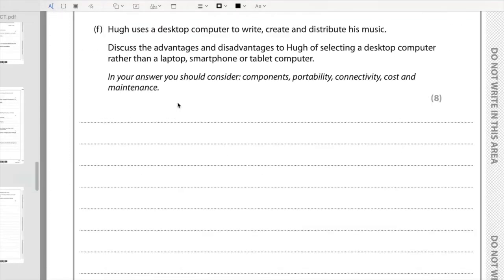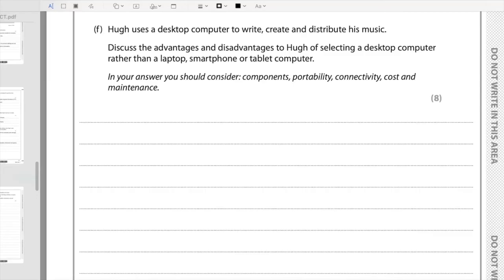Question F. Hugo uses a desktop computer to write, create and distribute his music. Discuss the advantages and disadvantages to Hugo of selecting a desktop computer rather than a laptop, smartphone or tablet computer. In your answers you should consider components, portability, connectivity, cost and maintenance.